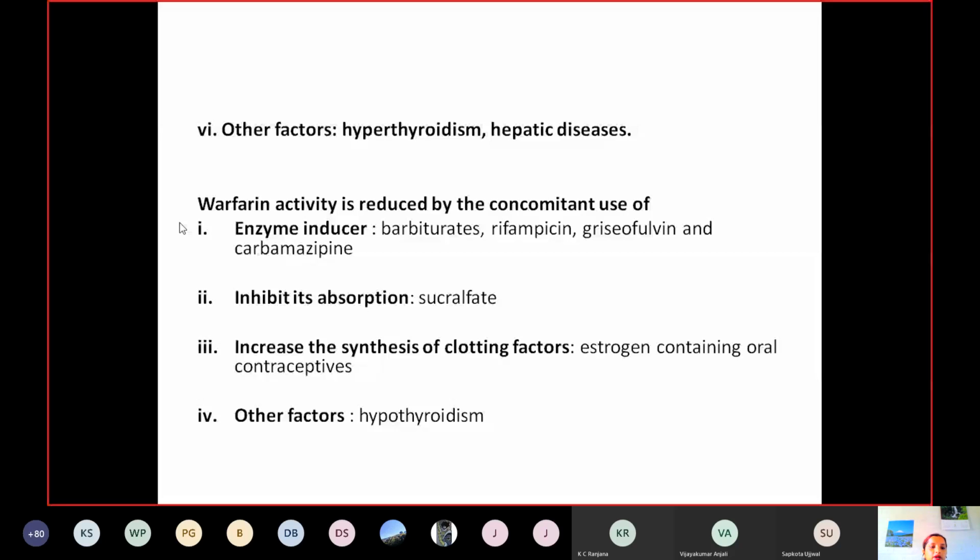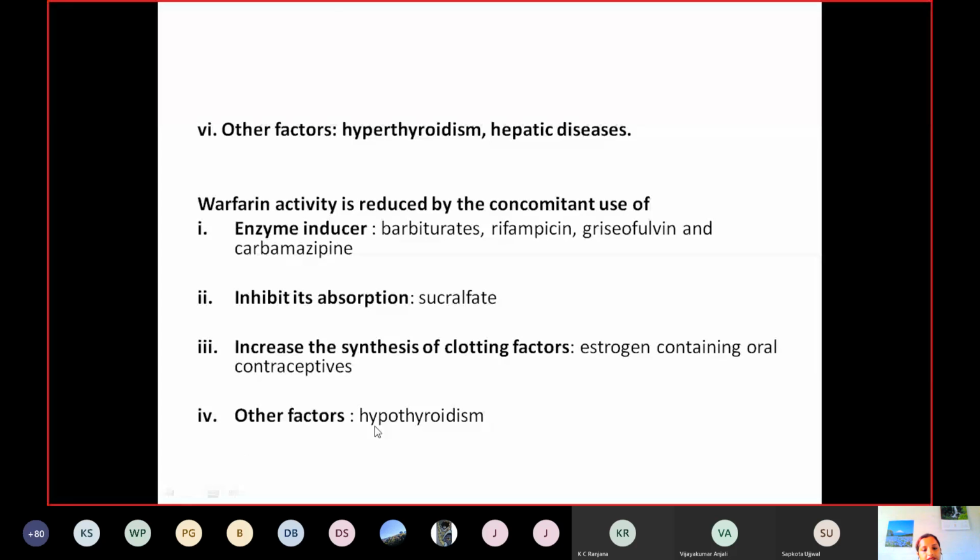If the same dose of warfarin is given along with this oral contraceptive, there may be a chance of therapeutic failure. Either you have to increase the dose of warfarin, or you have to stop this oral contraceptive and give alternative drugs.